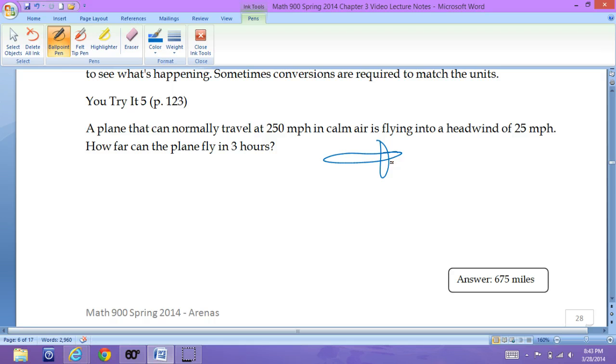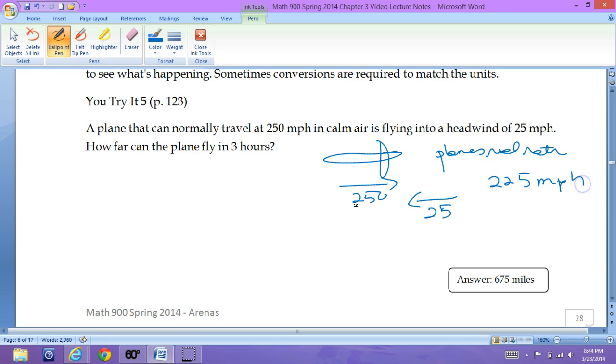We have this weird, lovely plane flying along, and it's going 250 miles an hour. It's flying into a headwind. Headwind means the wind is going that way. So the plane isn't actually going 250 miles an hour because the wind is pushing it back 25 miles per hour. So the plane's real rate is 225 miles per hour because it's 250 minus the headwind, which is 25 miles per hour. So now the question is, how far can the plane fly in 3 hours? Oh, that looks like a time.